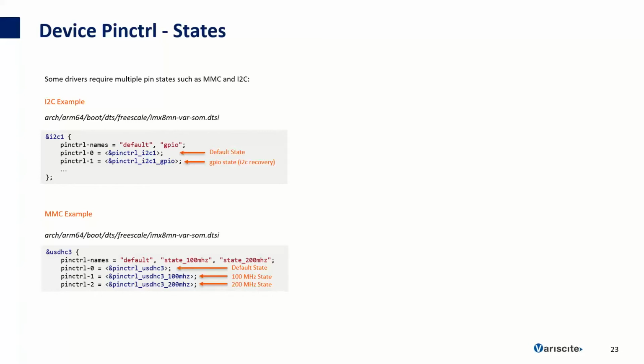In the MMC example, we can see there are three states. There's a default state, a 100 megahertz state, and a 200 megahertz state. And basically this allows the MMC driver to reconfigure the pins for any speed mode changes that it needs to configure the speed for the MMC interface.